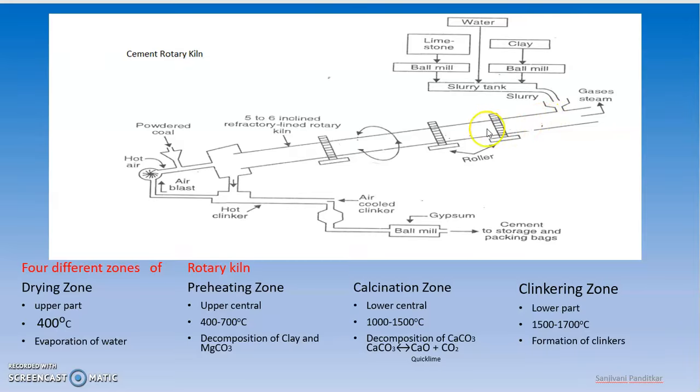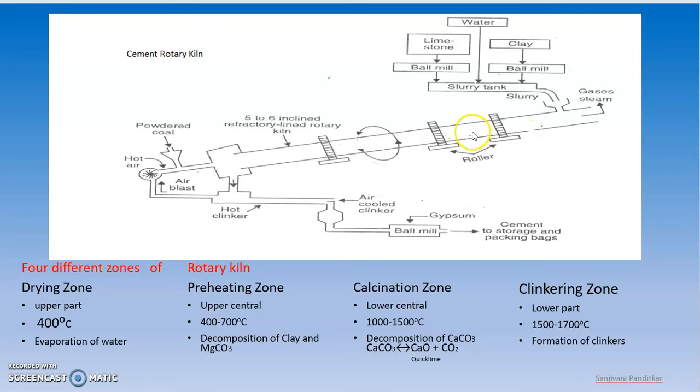This rotary kiln is divided into different zones depending upon the temperature conditions and the reactions which occur. The different zones are drying zone, preheating zone, calcination zone and clinkering zone. The drying zone is the upper part of the rotary kiln from where the ingredients are introduced. Here the temperature is lesser, about 400 degrees Celsius, lesser compared to the other zones, and the evaporation of water occurs.